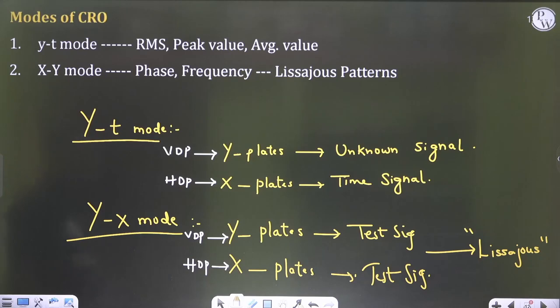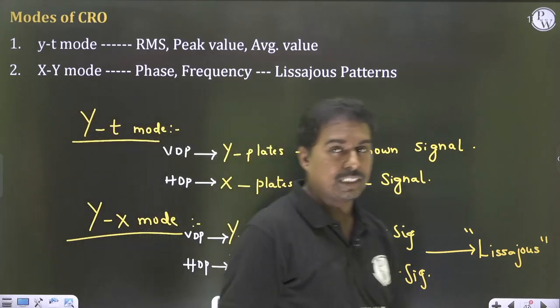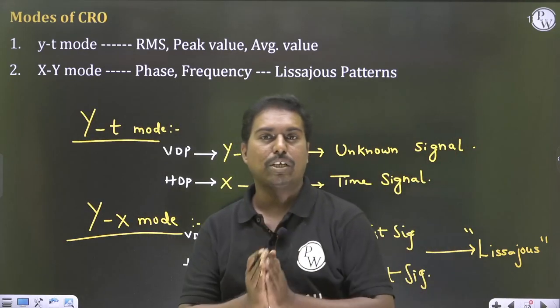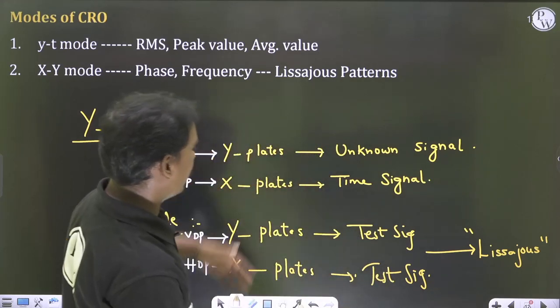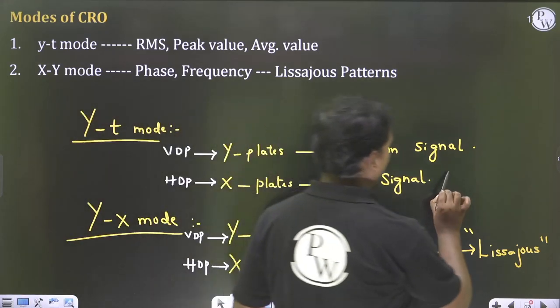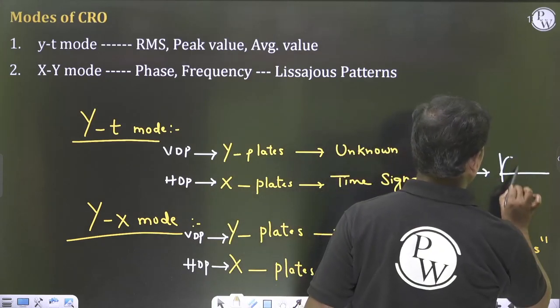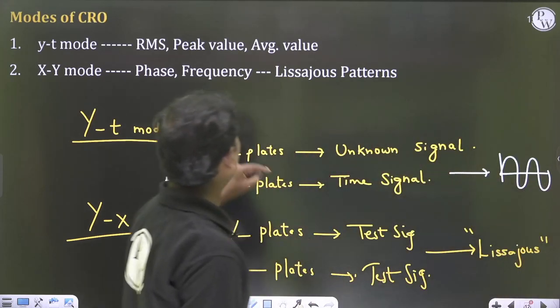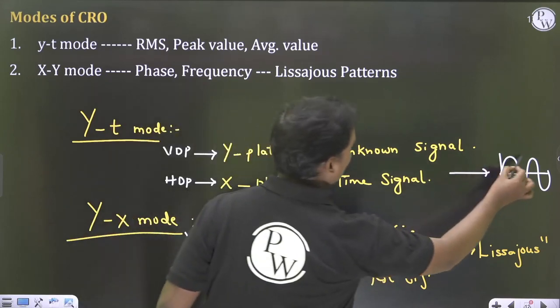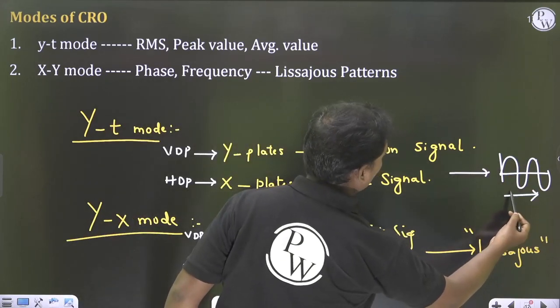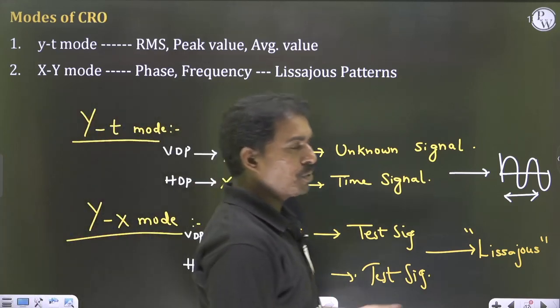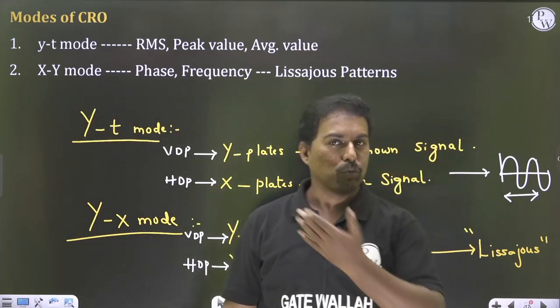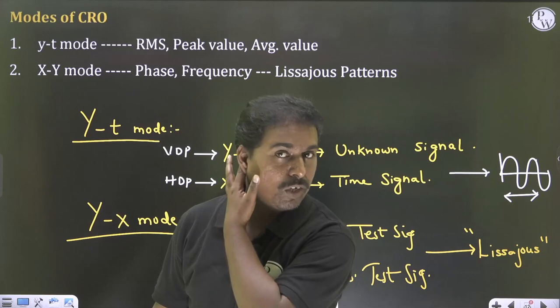So for the vertical deflection plates, we are giving the unknown test signal, and for the horizontal deflection plates, we are giving the time-based signal. Then you are able to see the actual signal. So we are going to see the signal waveform like this. Based on this, what can we find out? We can find out its peak value, its average value, its RMS value. Just like the waveforms, whatever the parameters, peak to peak voltage, form factor, RMS value, average value, we can find it out.